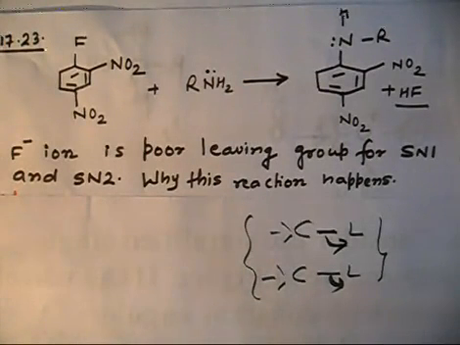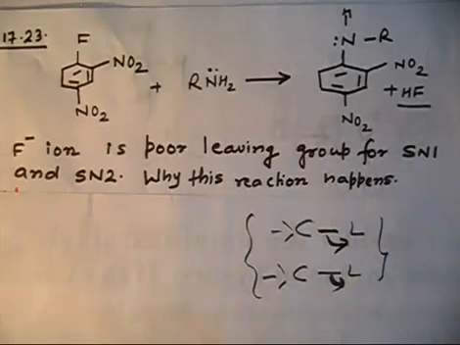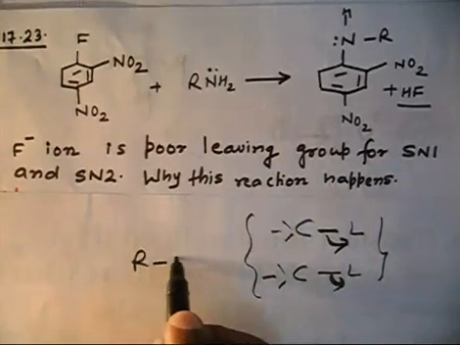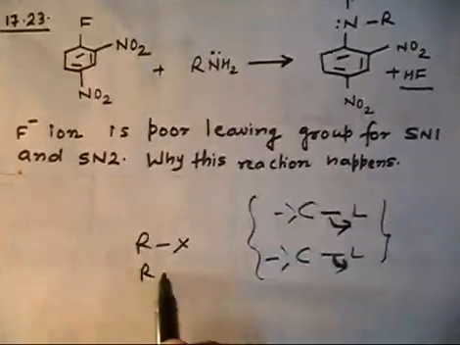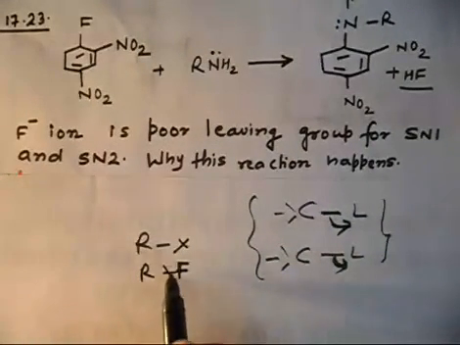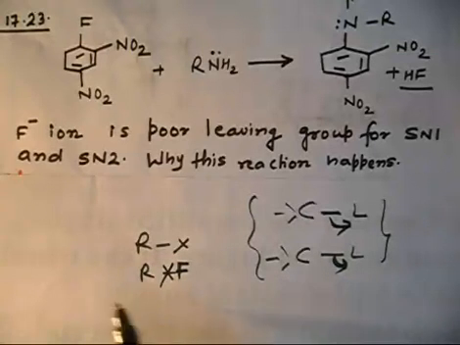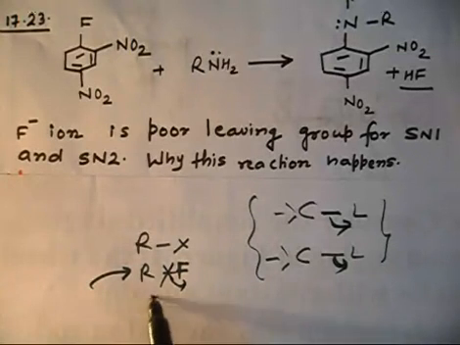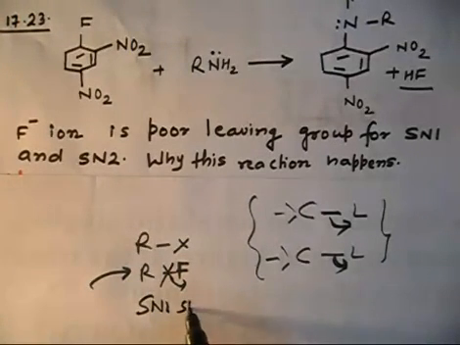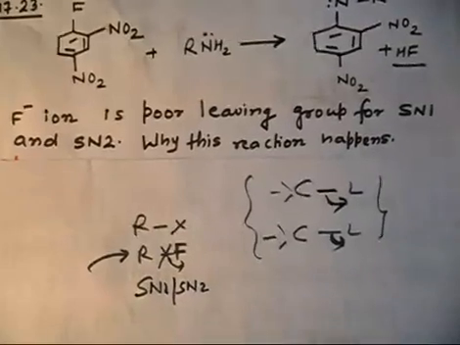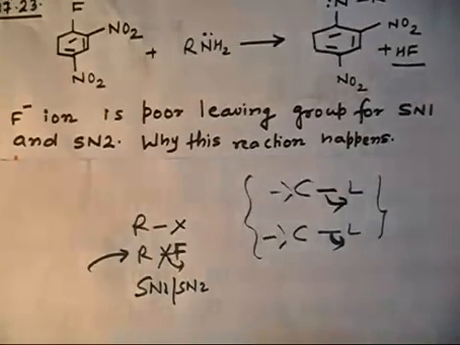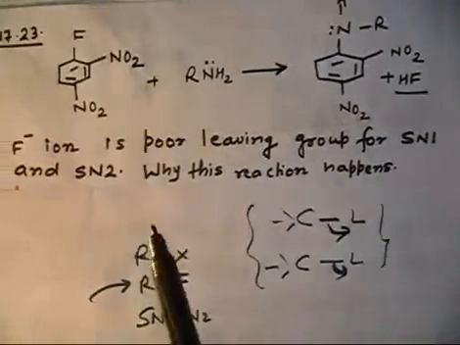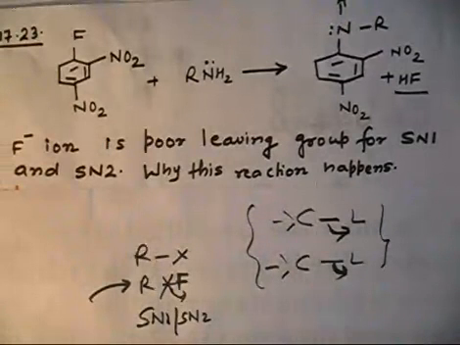Are you getting my point? What I want to say is, F minus is not a good leaving group. This means if I want to do a substitution on an alkyl halide, I should not take RF, because this is not a good leaving group. This bond is a strong bond. Any nucleophile can attack, but the fluorine cannot leave. That's why, if I want to do SN1 and SN2, I cannot take fluorine as a leaving group. But here fluorine is the leaving group, and nucleophilic substitution is happening.